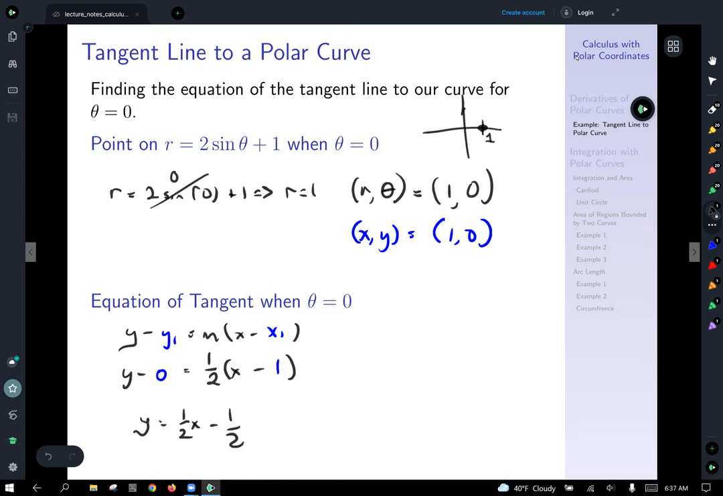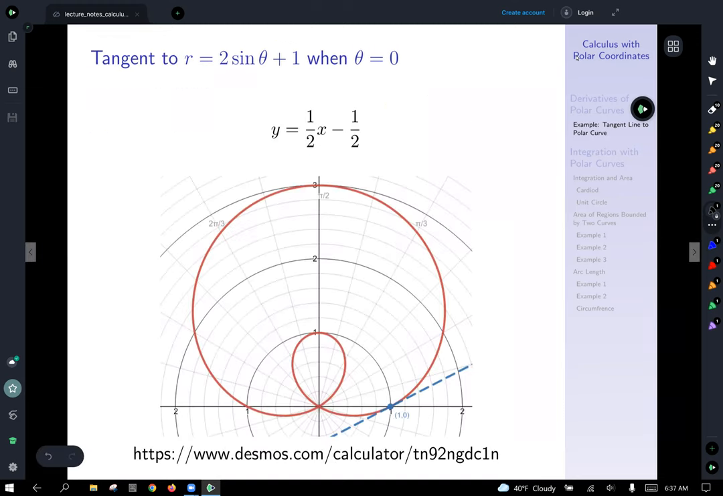So now let's put this all together. There's our polar curve, r is equal to 2 sine of theta plus 1. And our point, 1 comma theta, when theta equals 0, is right there. And we can see that if we were to plot that line in terms of xy coordinates, we would have a nice tangent line. Let's visit the graph of this to confirm and really illustrate this point.